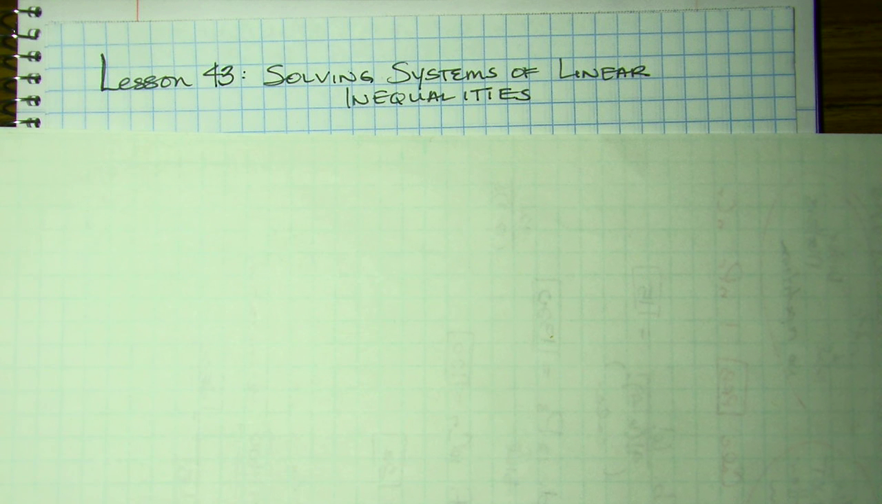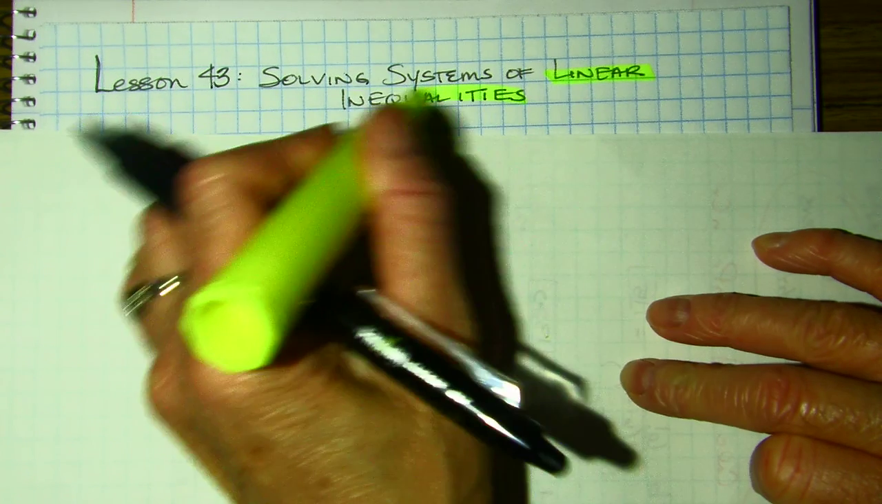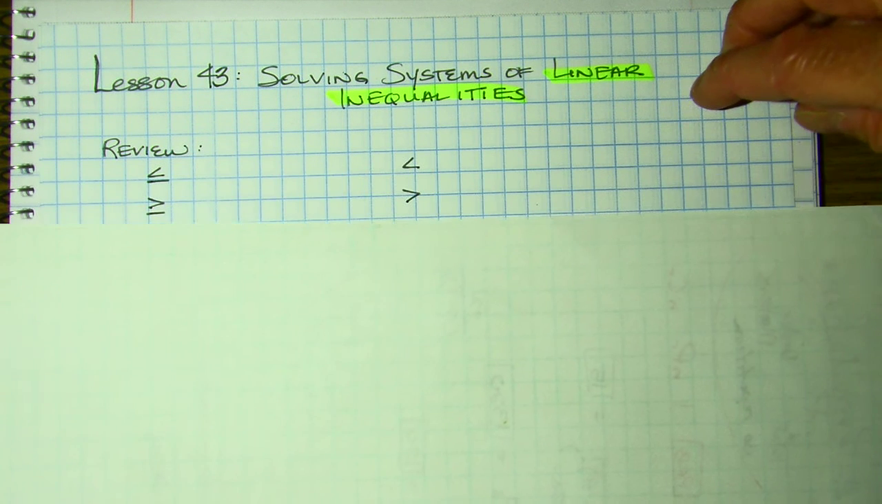Good morning, Algebra 2. We are going to cover Lesson 43, Solving Systems of Linear Inequalities. Now, we've already gone over linear inequalities and how to graph them, so I'm going to review that, and today we're just adding solving systems, which means we're just going to have more than one. So let's review a couple of things.